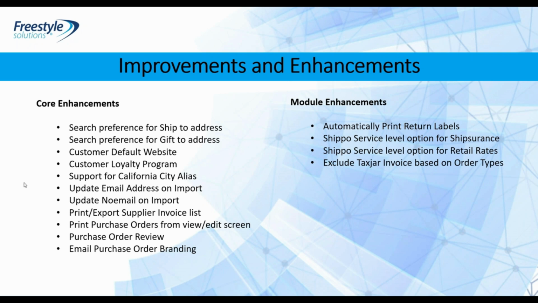So we have the search preference for ship to and gift to addresses. Typically, when you have a ship to and gift to, it's always restricted to customers that belong to that customer. Now you can actually change that based on the preference. So if you want to put it in normal, expanded, makes it easier to look up other customers that already exist in your system, besides just looking the restricted section, which is customers that belong to that group.